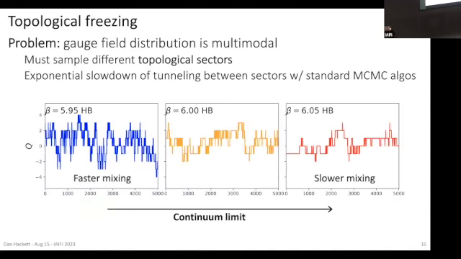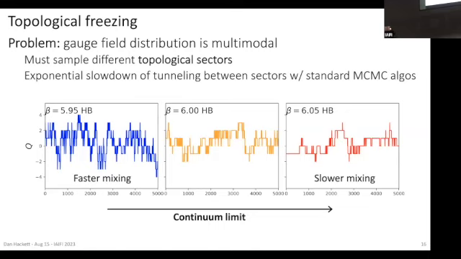Okay, so interlude before the next 2 applications. So in lattice QCD sampling, we have this sort of sampling problem that prevents us from going to finer lattice spacings. It's called topological freezing. The idea is that the gauge field distribution that we want to sample is multimodal. And because we're using Markov chain Monte Carlo algorithms to sample it, you can think about MCMC algorithms as sort of smoothly exploring the phase space of your theory.